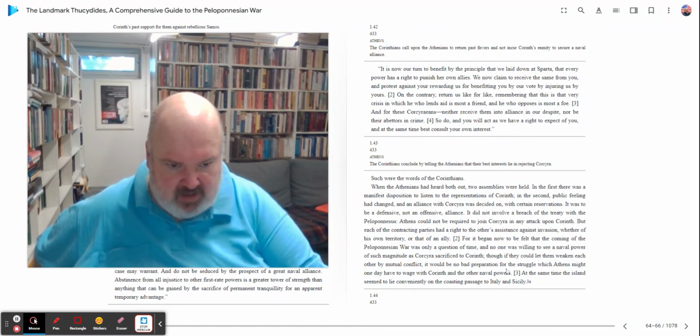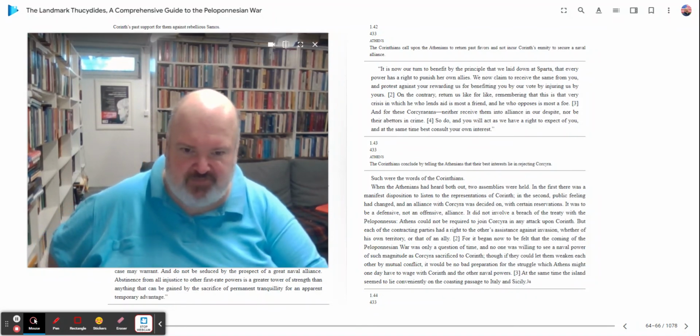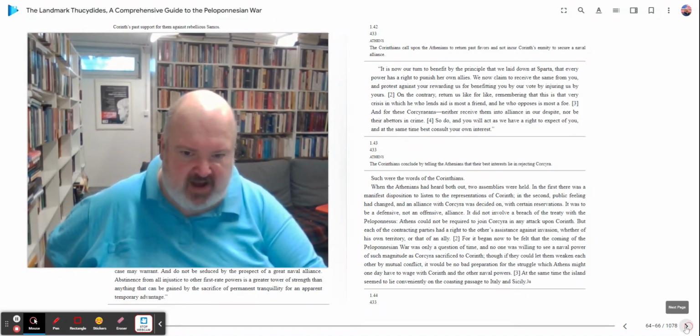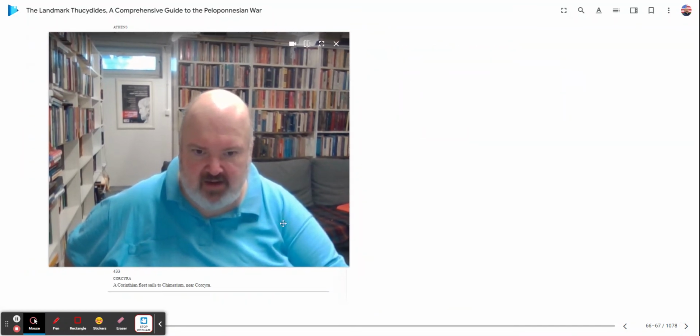In other words, they didn't want to weaken Corcyra even by mutual power, and it would be no bad preparation for the struggle that had to be. That's chapter 44. Now let's go to 45.